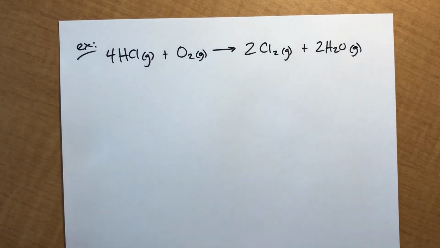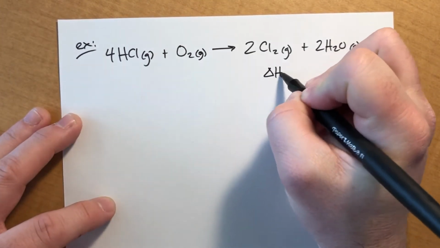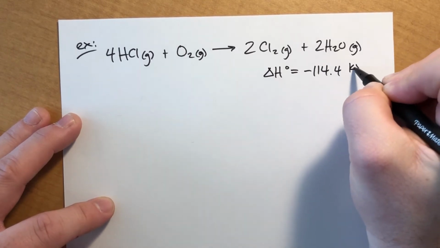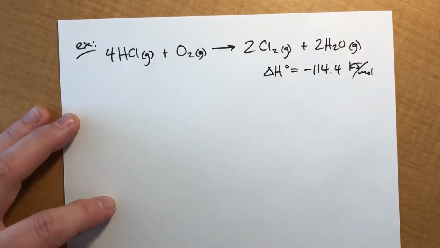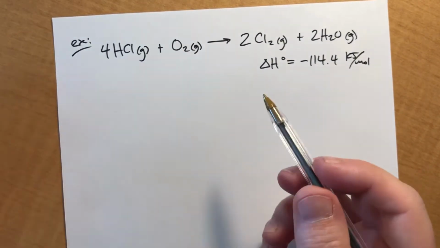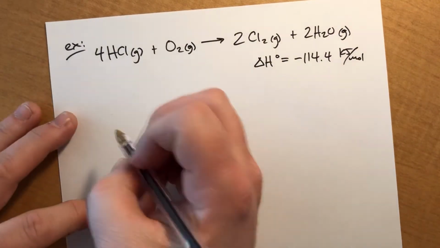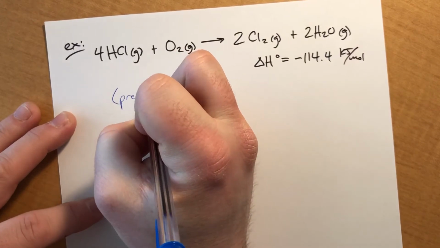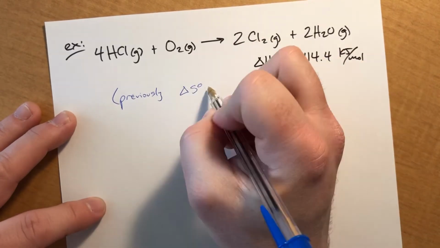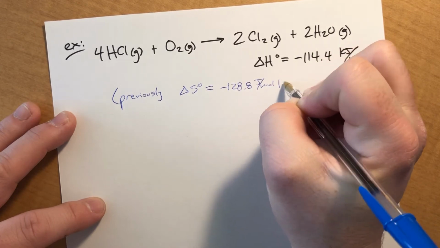Okay. Well, the delta H of this could be measured. You basically just run the reaction and see how much heat comes out. And somebody has measured this, and at standard conditions it's negative 114.4 kilojoules per mole. In the previous video, we took the time to use the Appendix C data, and delta S for this exact reaction was found to be negative 128.8 joules per mole Kelvin.